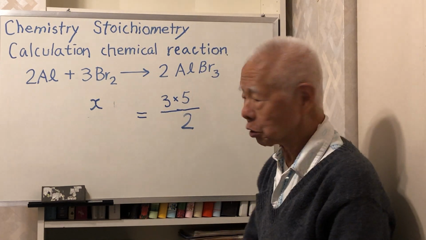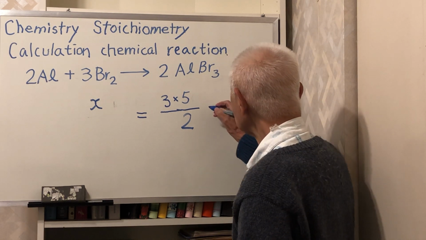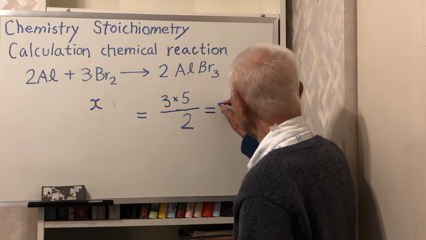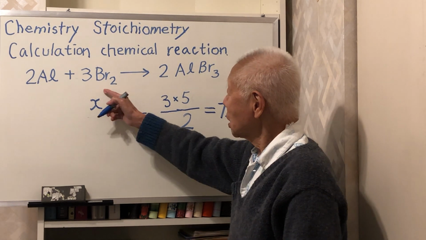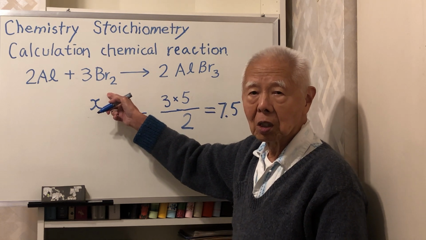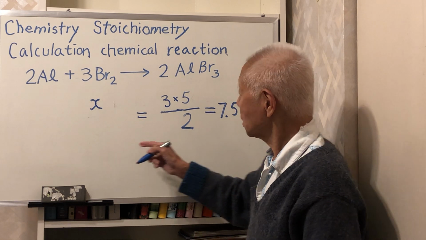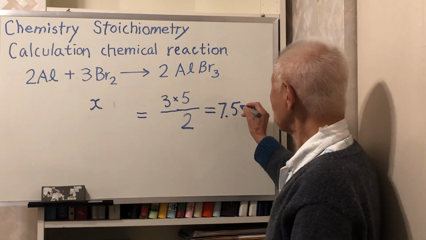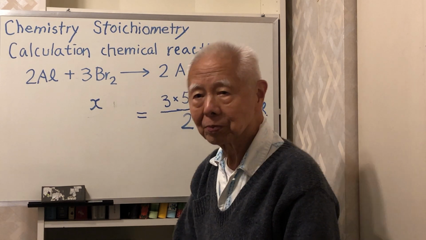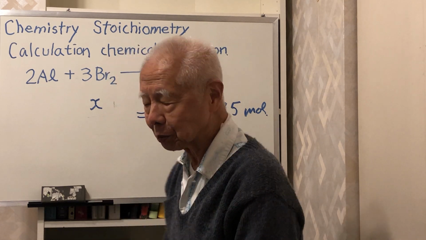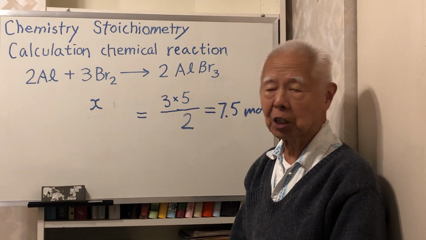X is equal to this. 3 times 5 divided by 2 is 15 divided by 2. What is it? 15 divided by 2 is 7.5. How many moles of bromine do I need? 7.5 moles. I need that. So it's a very simple calculation. Just do the ratio and solve for the unknown.